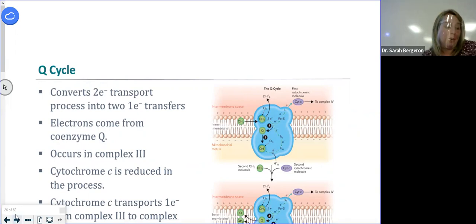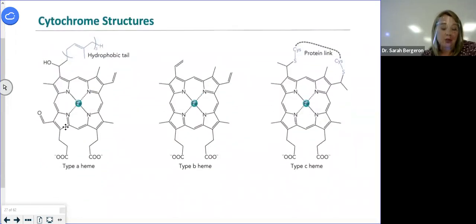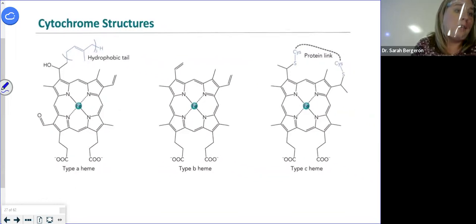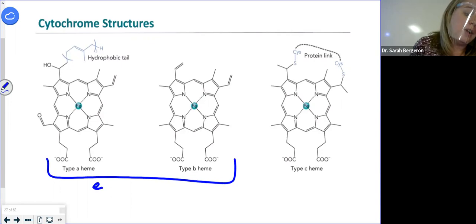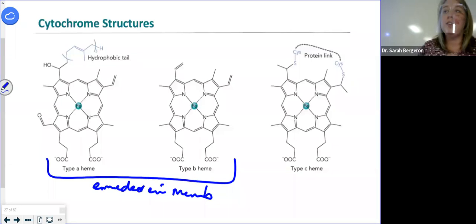Complex 4. Okay, so if we look at cytochrome structure, all of the cytochromes are really small molecules. Some of them are embedded in membranes and some of them are not. So the type A and the type B are embedded in membranes. Take a real quick look at complex 1, complex 2, complex 3. Do you see anything that has a B and then a subscript that's involved in the chain of passage of electrons from one place to another?